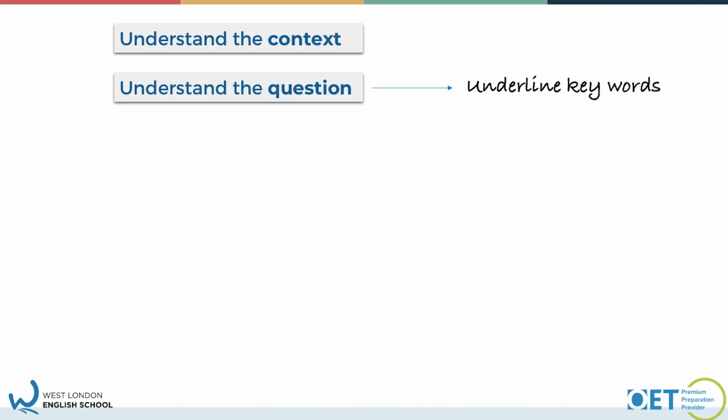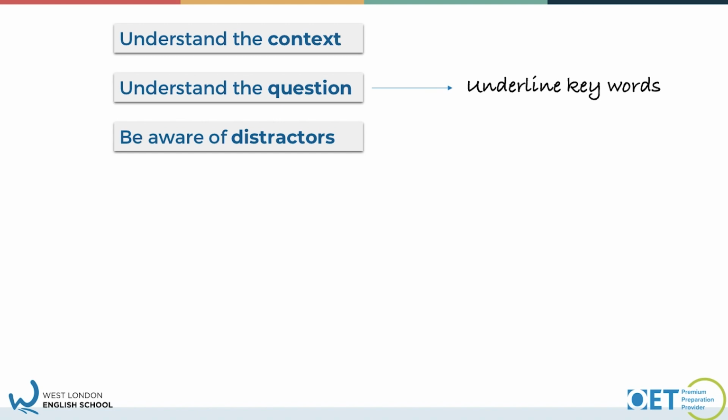Understand the question, underline key words in the questions. Think about verbs, nouns and adjectives. Think about what they are actually asking you. So really do understand the question. As we said, be careful of distractors. You might hear option A. It doesn't mean it's the answer. Just keep in mind the question. So be aware of distractors.